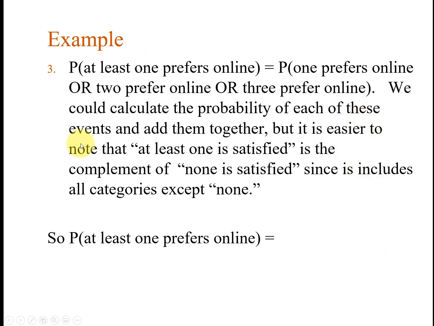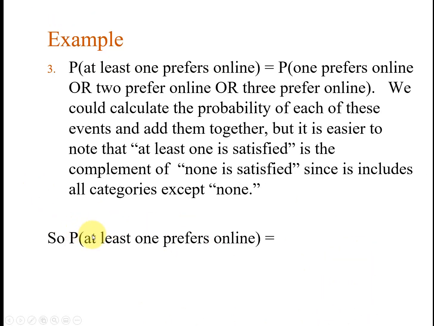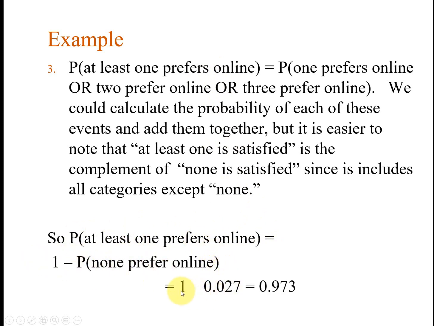So for the third part of that last example, we are looking at the probability that at least one prefers online. Well, we just computed that none of them prefer online. To figure out that at least one of them prefers to shop online, we can use the complement rule, and that's 1 minus our previous probability, 1 minus 0.027, which equals 0.973.